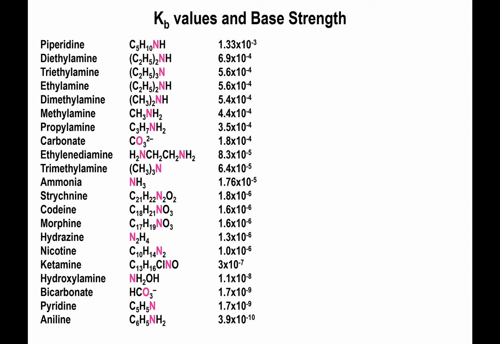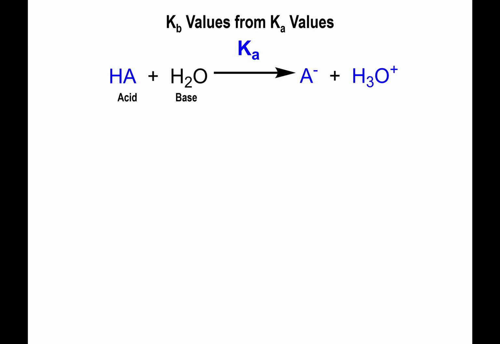And for bases, it's the same idea. There's a bunch of bases. And notice that most of the ones that I'm showing here have nitrogen within them, because nitrogen usually will have lone pairs available and present for it. All of these bases have Kb values that are less than 1, meaning that they're weak bases. But as you increase the value of the Kb, you increase the strength of the base.